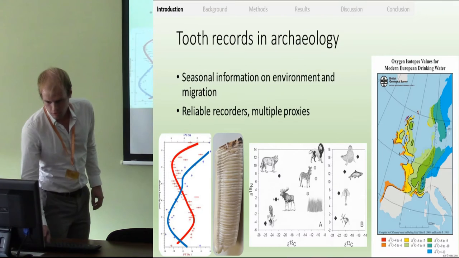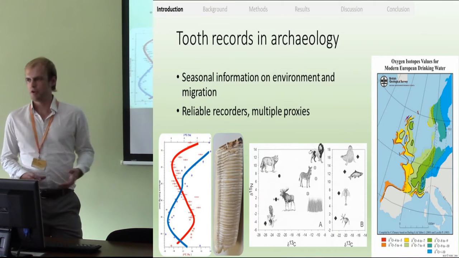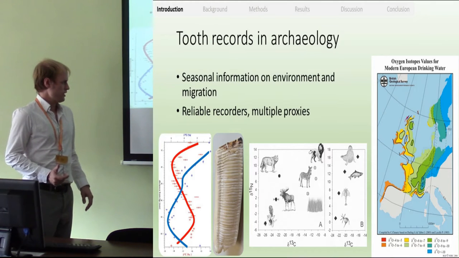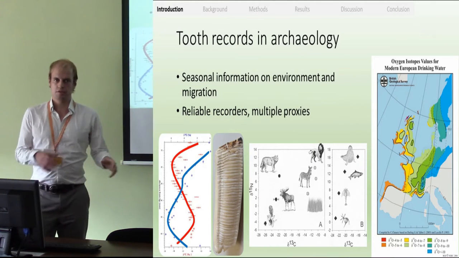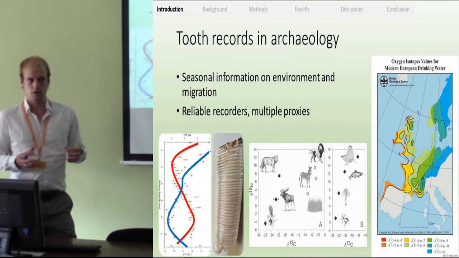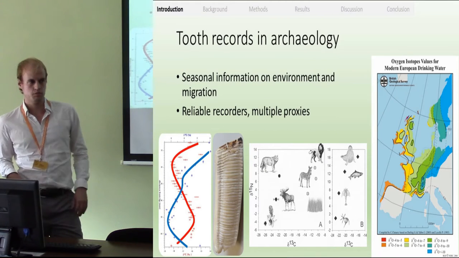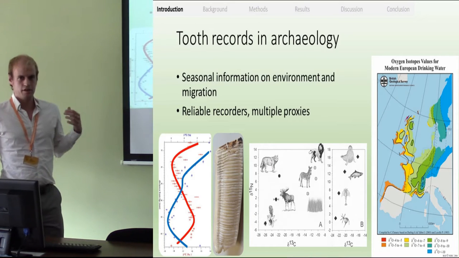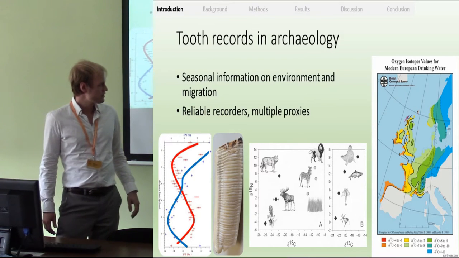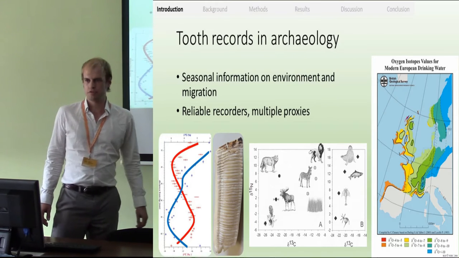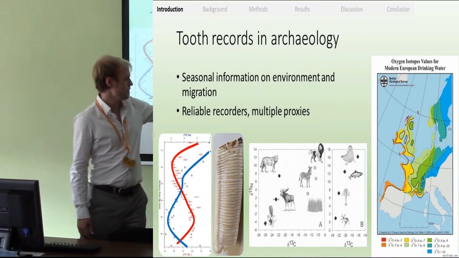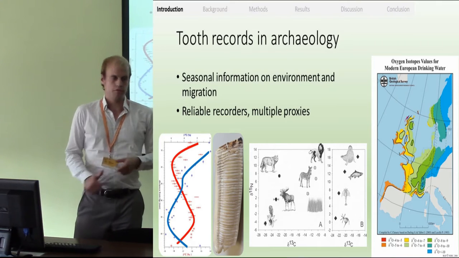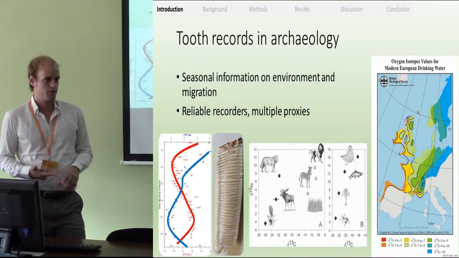So, first of all, for those of you who work on enamel, you know there's a lot of things you can do with it. You can reconstruct the seasonal patterns, and you can try to reconstruct environmental change over the seasons, which is very interesting. It's one of my favorite topics, actually. Like you've seen in the last presentation, you can do trophic level studies with nitrogen isotopes, as an example. And there's provenancing, which you can do with, for example, strontium isotopes and oxygen isotopes.